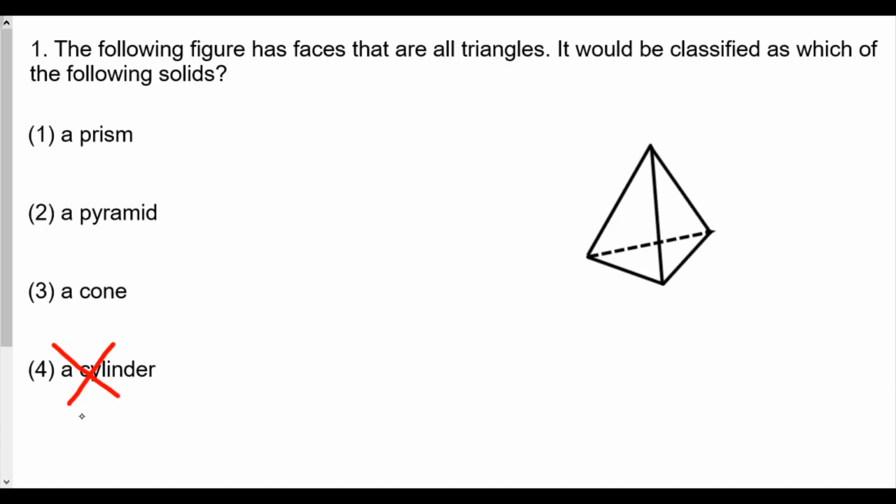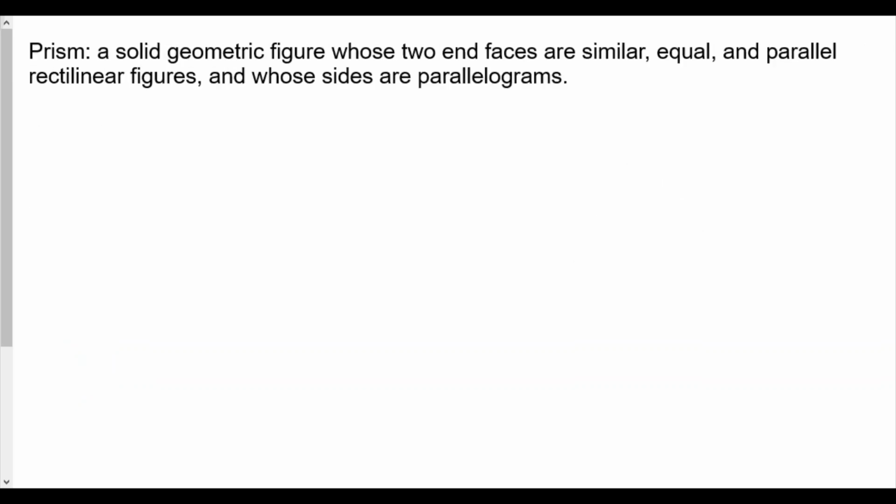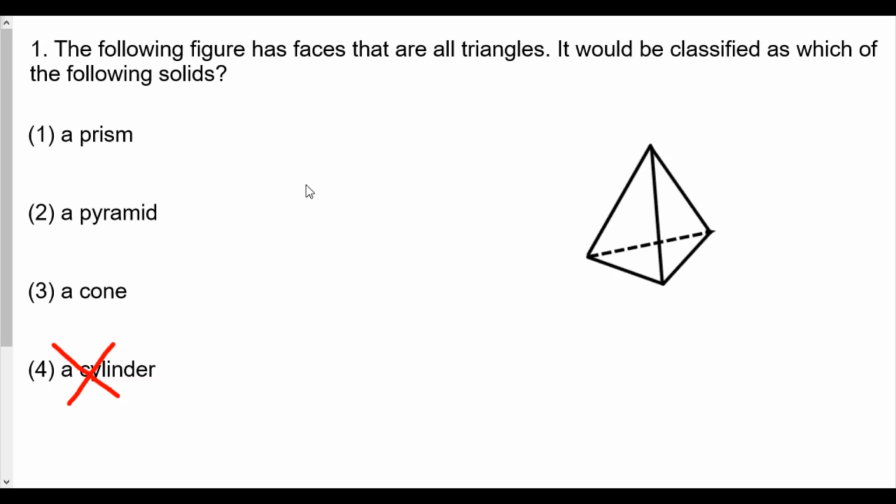As for a prism, let's get to our definition. A prism is a solid geometric figure whose two end faces are similar, equal, and parallel rectilinear figures, and whose sides are parallelograms. Well, this figure does not have that. It doesn't have two congruent polygons that make up the bases, if you will. Not two, just one base in this case.